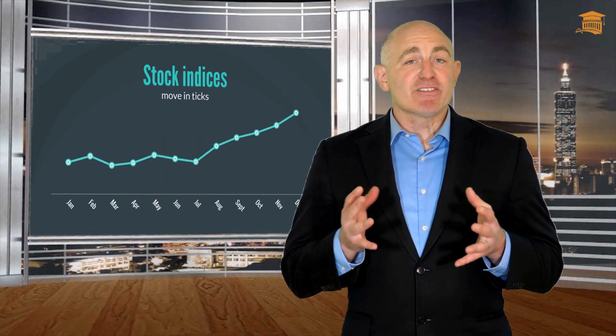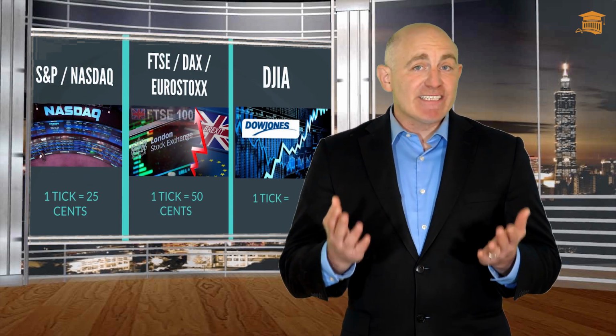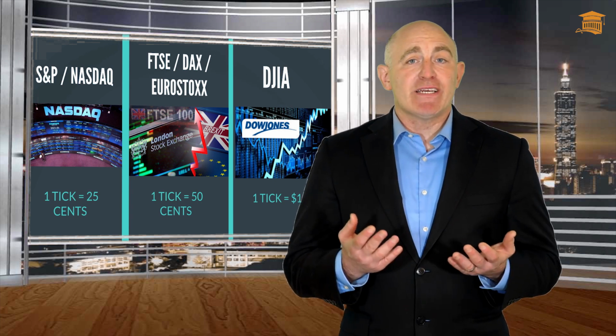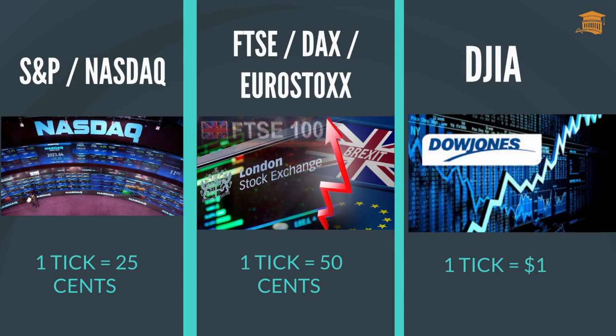Stock indices also move in ticks. Unfortunately, each index will have its own way of calculating a tick. At the S&P and NASDAQ, a tick represents a 25-cent movement. With the 3 European indices, each tick represents a 50-cent movement, and the Dow Jones moves in increments of $1.